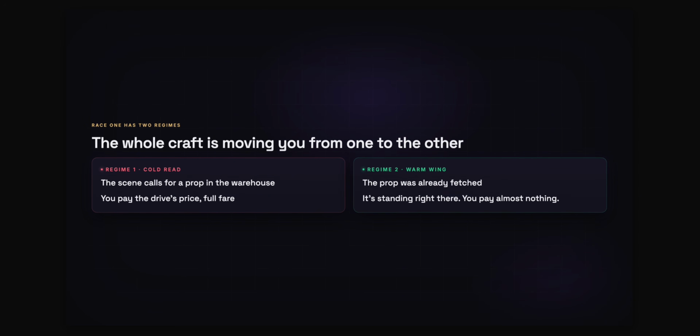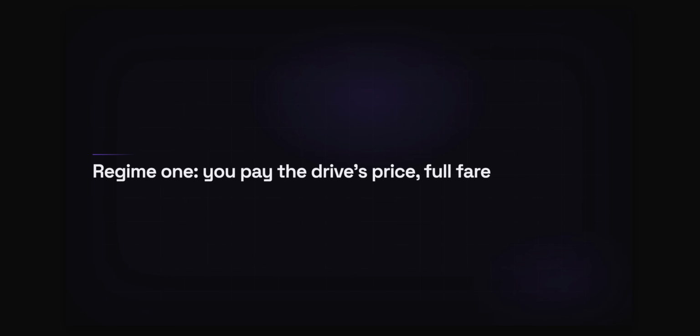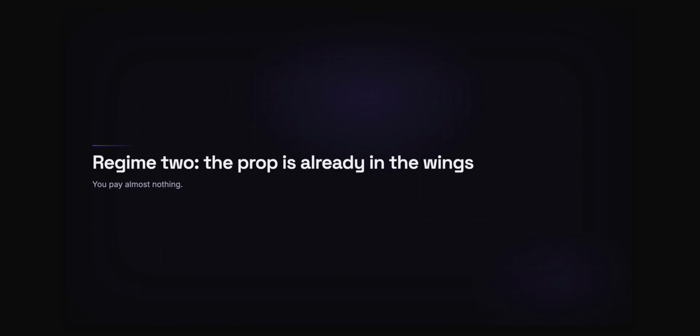Because race 1 has 2 regimes, and the entire craft of a streaming engine is moving you from the first to the second. Regime 1 is the cold read: the scene calls for a prop that's in the warehouse. You pay the drive's price, full fare. Regime 2 is the warm wing. The prop was already fetched for an earlier scene and it's standing right there, so you pay almost nothing.